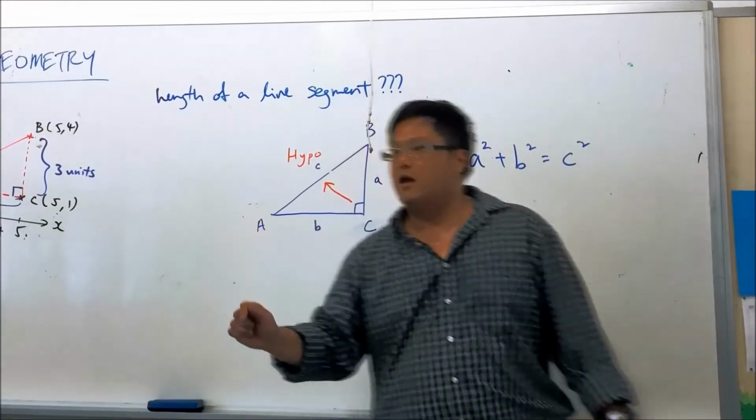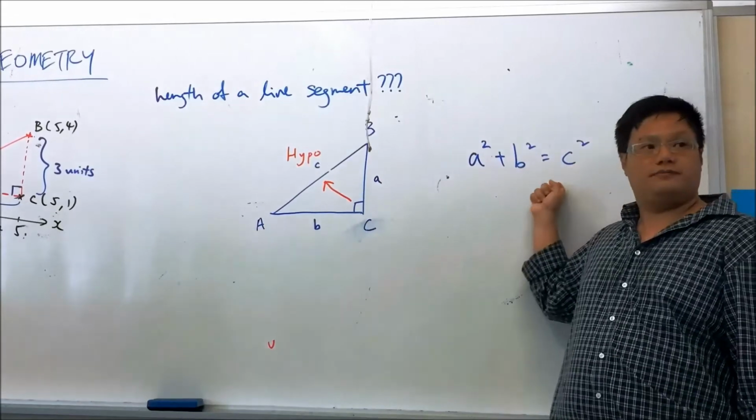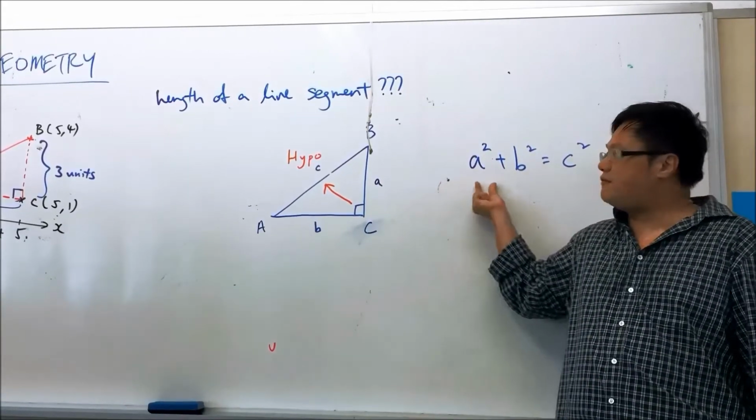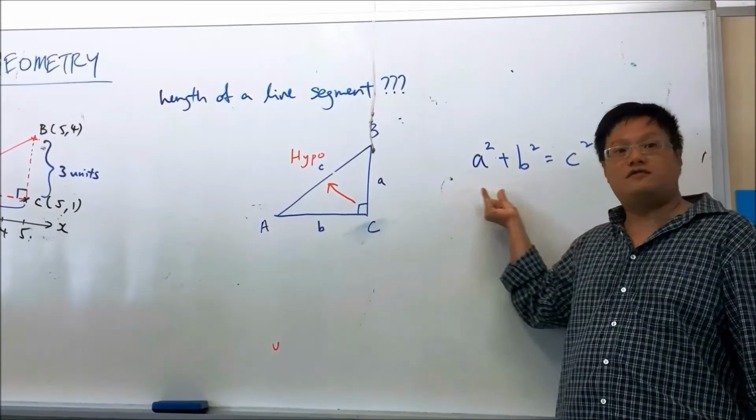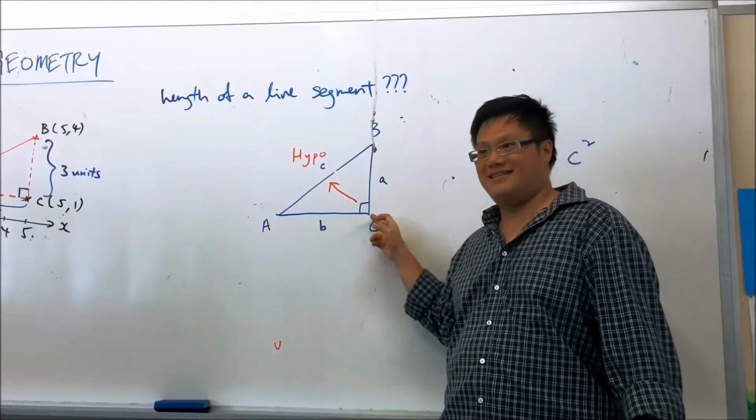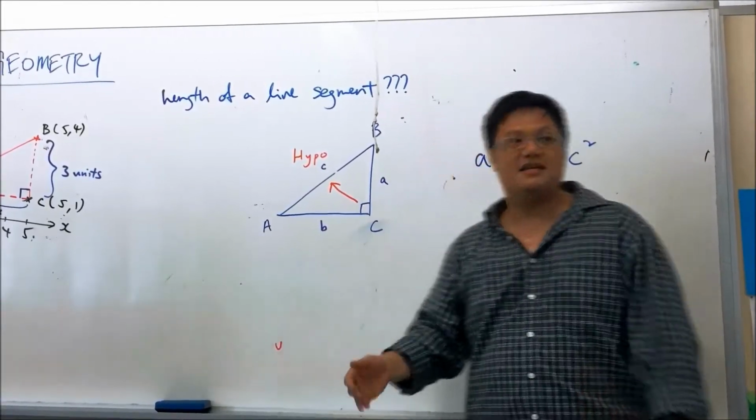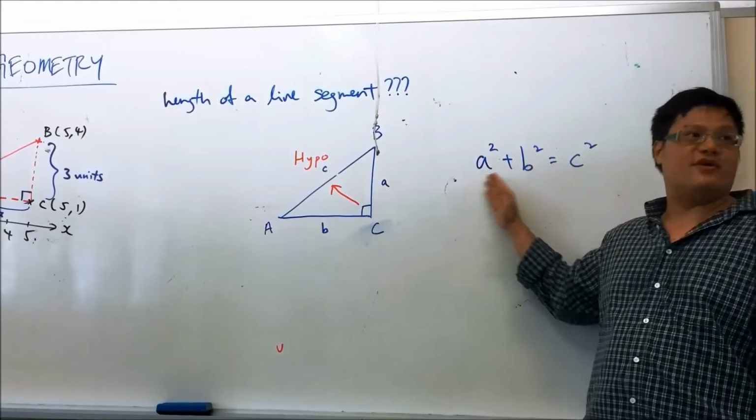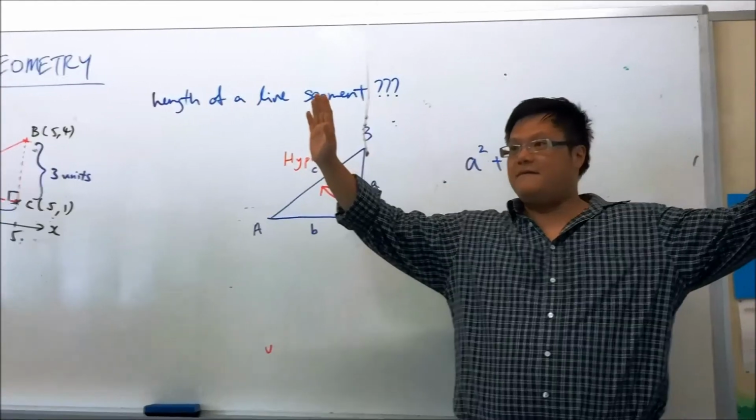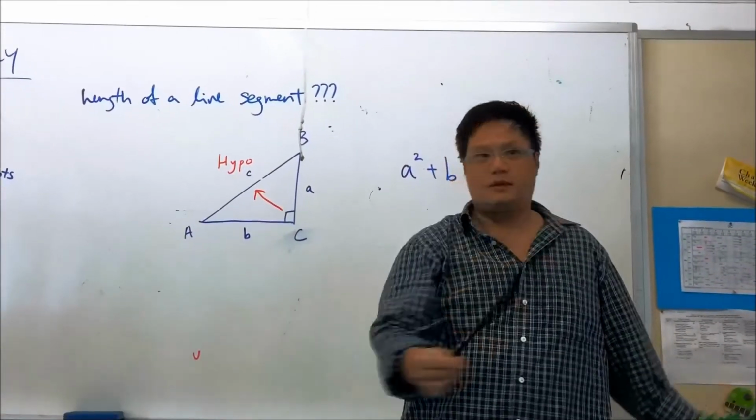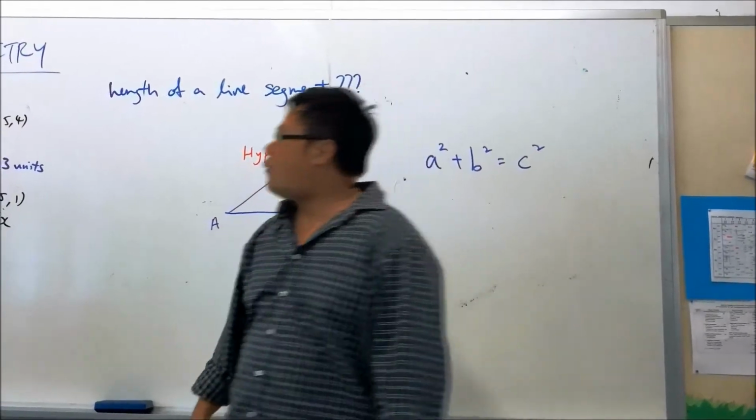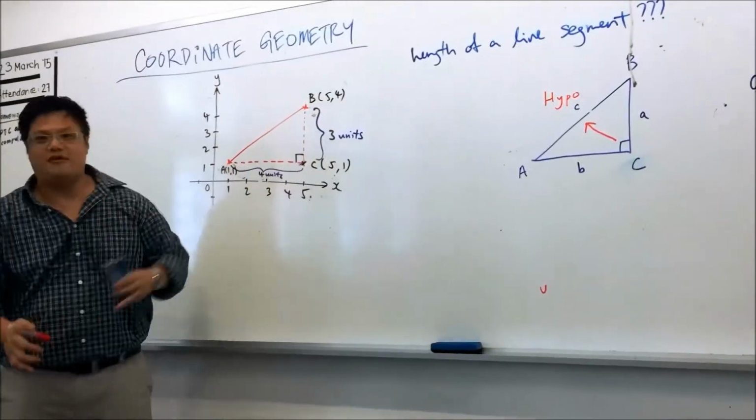So what does the Pythagoras theorem state? It states that the square of the hypo is equal to the sum of squares of the other two sides. So the formula is C squared equals A squared plus B squared. Everybody okay? So can you tell me, within a blink of an eye, what is the length of AB? Ready, go!